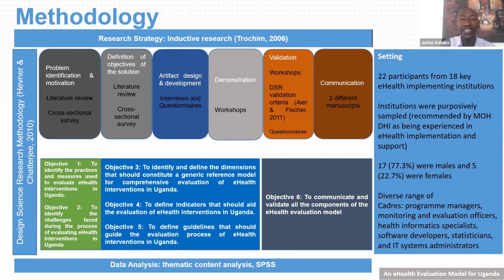So we understood the problem, we defined the objectives of this research, and of course, artifact design and development, which is the actual process of developing this model. Another step is demonstration, making sure that after this model is developed, it's given out to stakeholders and experts who can either challenge it or contribute to its improvement. And then it's validation, making sure that it's performing as we expected, and communication about what has been designed.